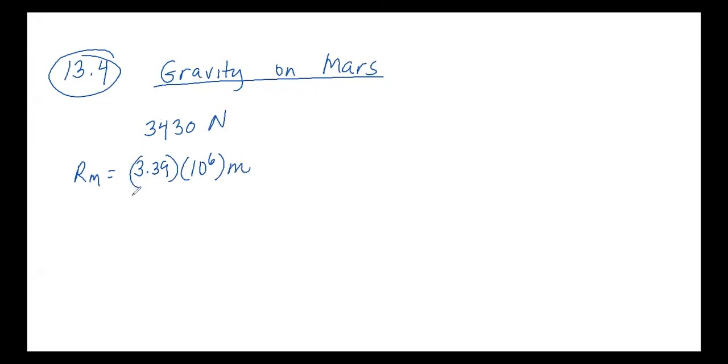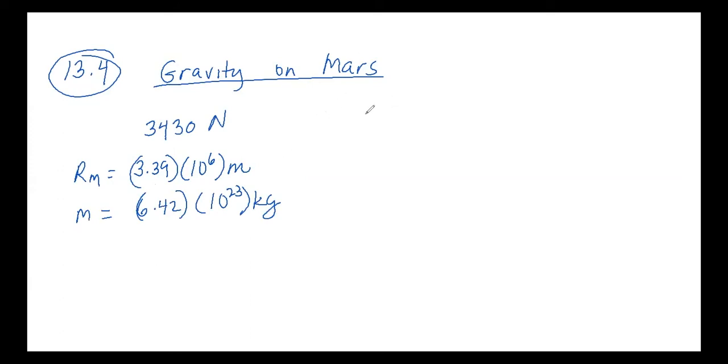And mass 6.42 times 10 to the 23rd kilograms. Find the weight of the lander on the Martian surface and the acceleration there due to gravity.